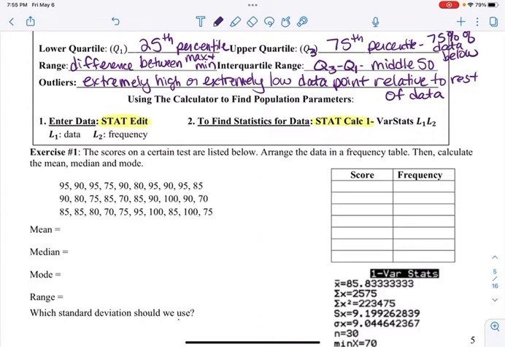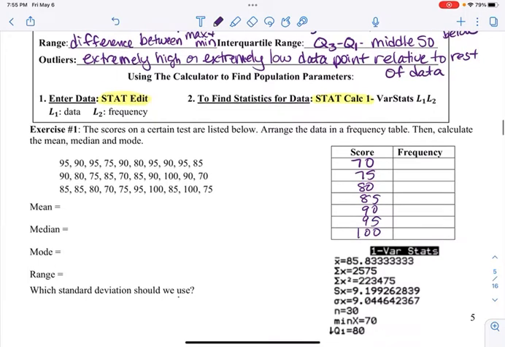So the way that you have scores on a certain test, and the way that you fill out this frequency table: my lowest score is 70, and then 75, 80, 85, 90, 95, 100. The way that I like to do it is I make little tally marks next to each one and go through it one by one. So 95, see how I cross it out? And I write a little tally mark.